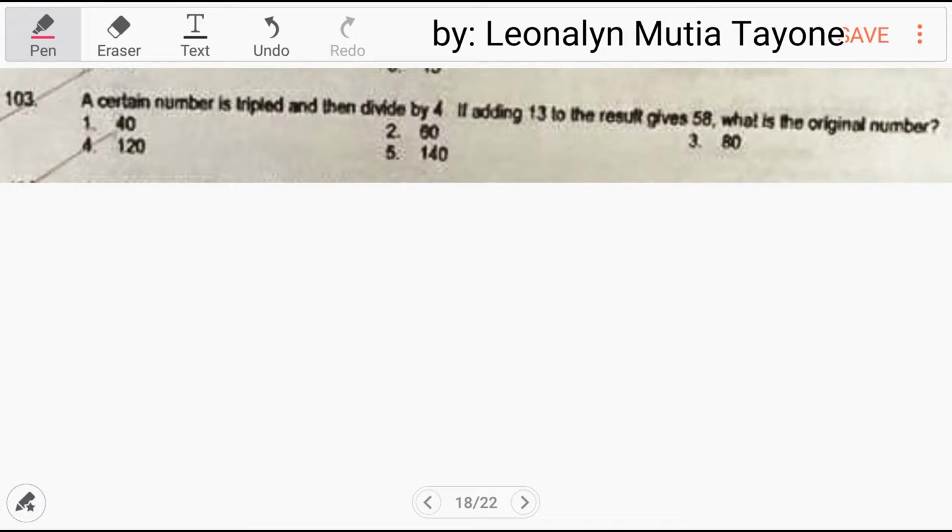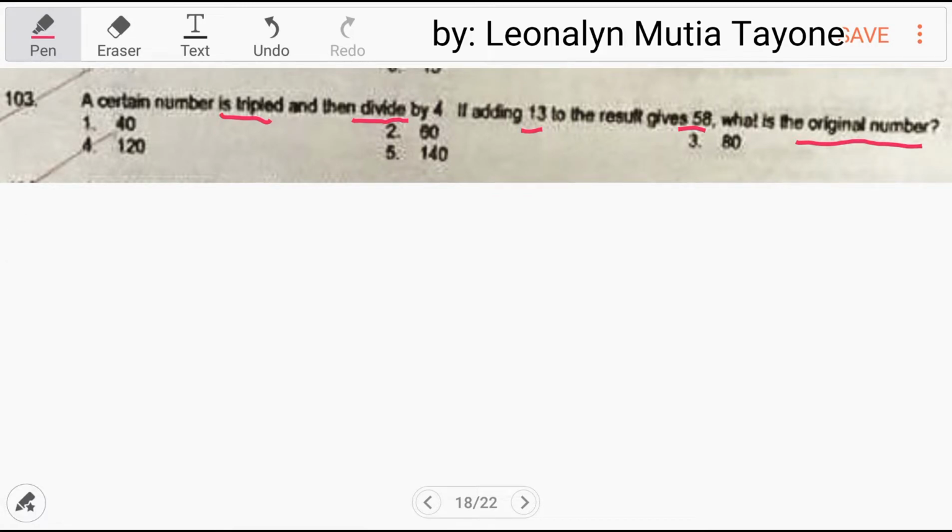Let's read the problem. A certain number is tripled and then divided by 4. If adding 13 to the result gives 58, what is the original number? Let's do solution number 1.